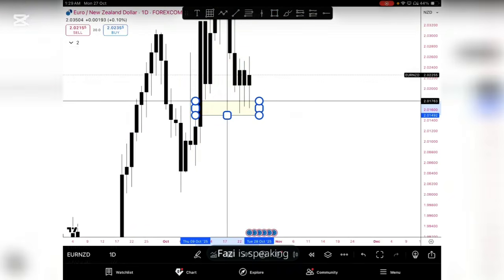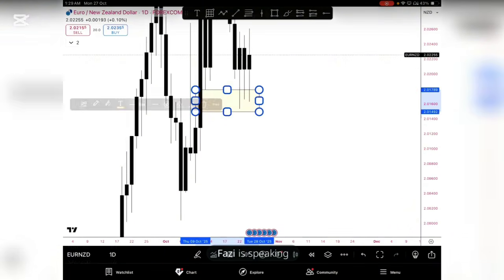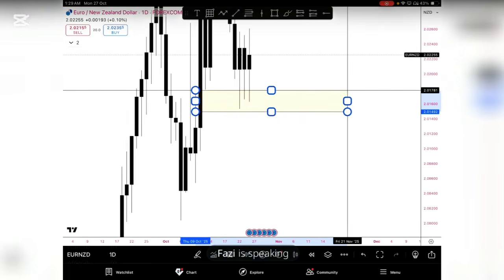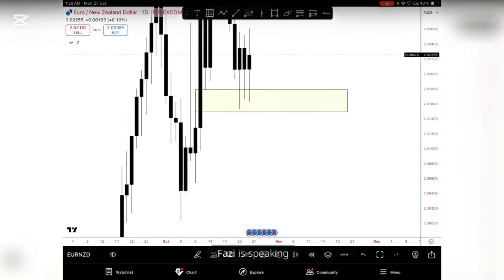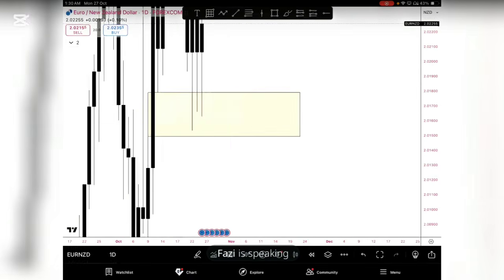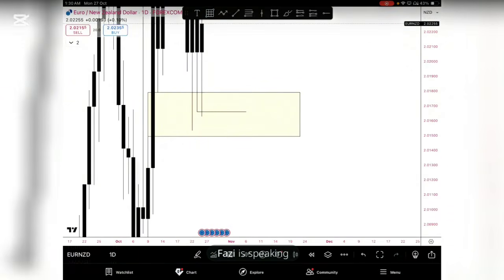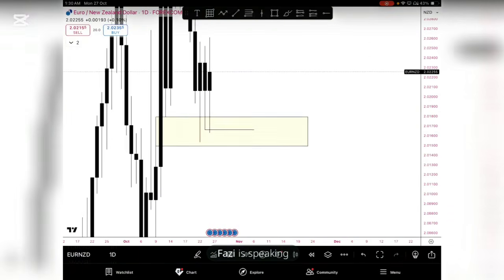So I always tell you the price comes for two things: fill the imbalance and attack the liquidity. So in this higher time frame imbalance, if the price gives you a sweep, consider that sweep. Understand? Here you can see we have a daily sweep. The sweep happened on the daily imbalance. So the price came to fill the imbalance. After filling the imbalance, the price started to give you a sweep.